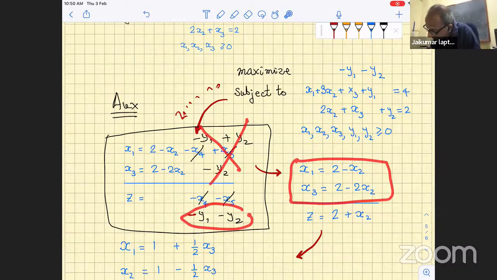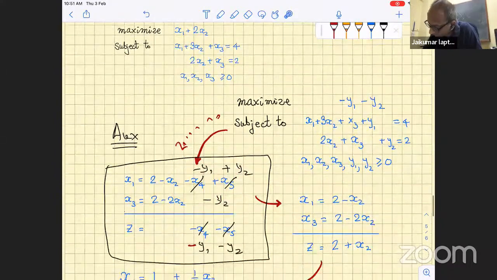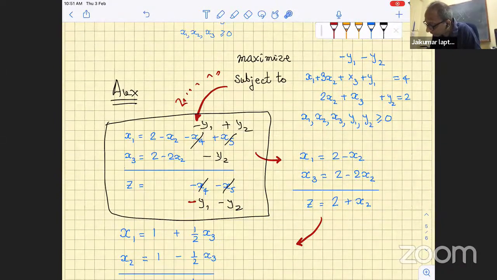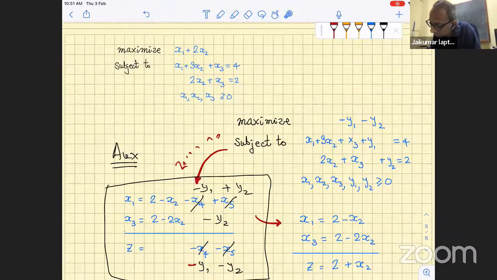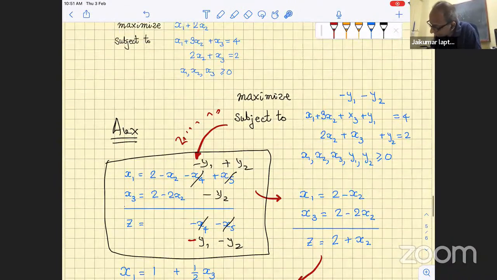Replace this objective function by the original objective function. The original objective function was x1 plus 2x2. I'm sorry, I forgot about it. x1 plus 2x2, but x1 itself is 2 minus x2. Remember? So if you substitute 2 minus x2 here, you get 2 plus x2.